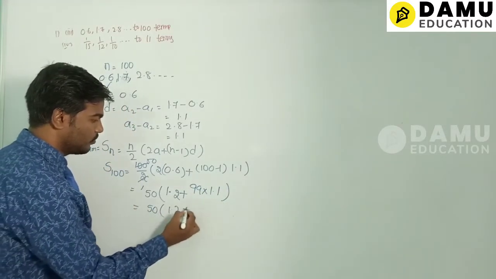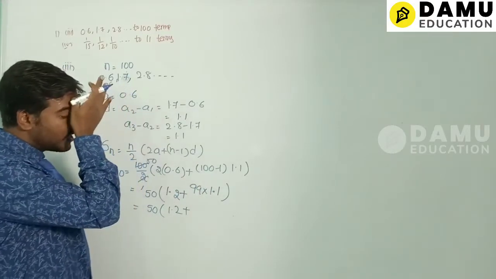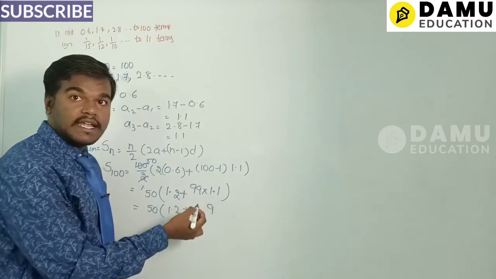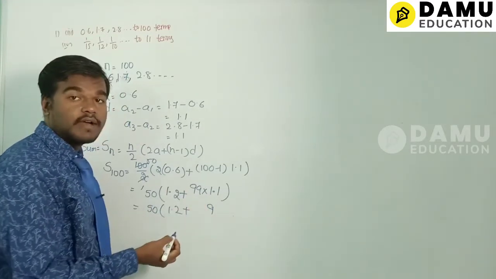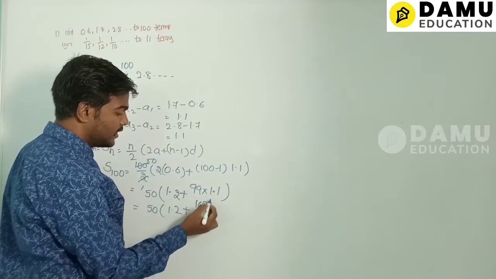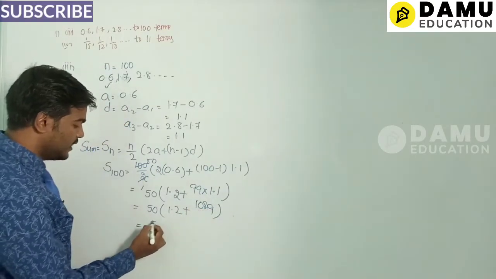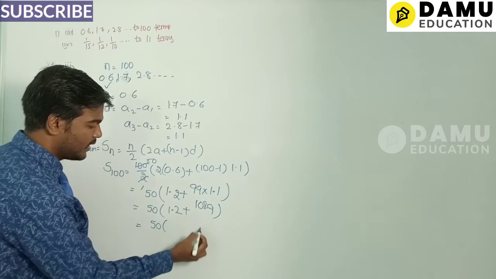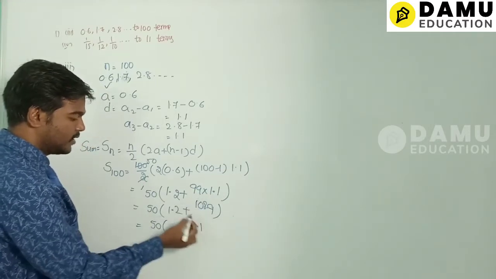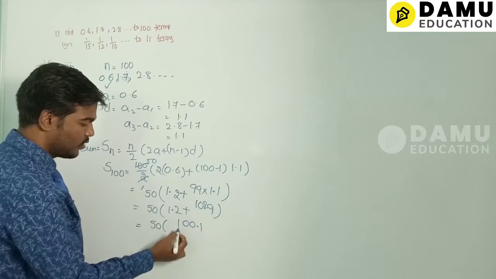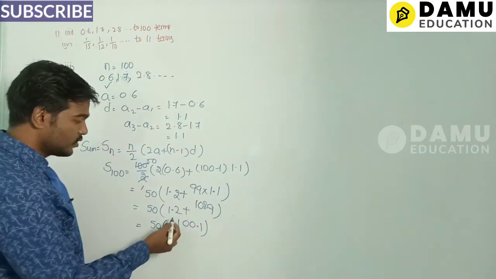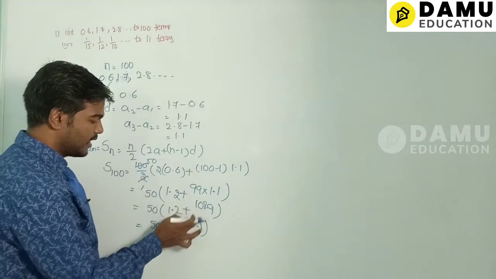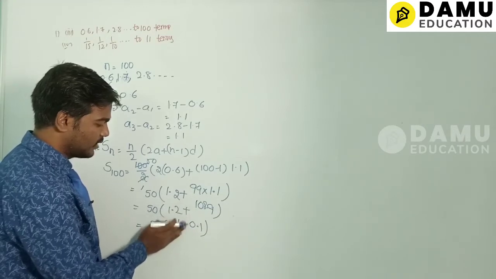50 into 1.2 plus 99 into 1.1. What is the value? 99 ones are 99, and 9 will be there, so 99 plus 9, what value will we get? 108. So 50 into, we will get 1.2 plus 108. So we get 109.2, that is 110.1 after adding.